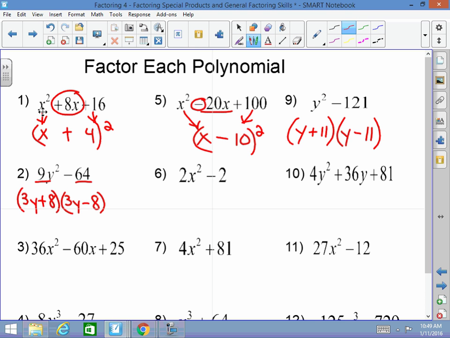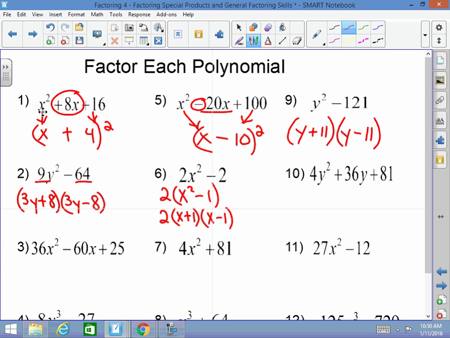Number 6. Whoa, those are not perfect squares. But can anyone help me out here? What can I do here? Very good. I can take out a GCF, though, and now I'm left with x squared minus 1, which does render a difference of squares. So now I've got 2 times x plus 1, x minus 1. Excellent, because the square root of 1 is 1.